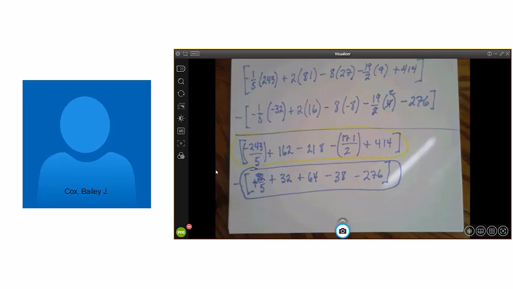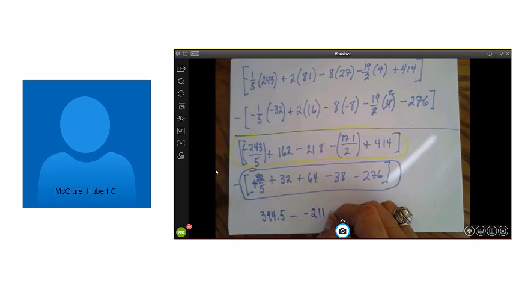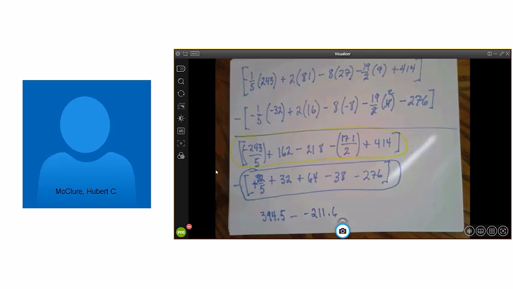I got 394.5 for this one. Okay, did y'all get 394.5? Yeah. Okay, somebody give me the second part. That should be pretty easy. It's only got one fraction. I got negative 211.6. Negative 211, that's all I got, 0.6. And what happens to those two negatives? Become positive. And somebody add those two together.